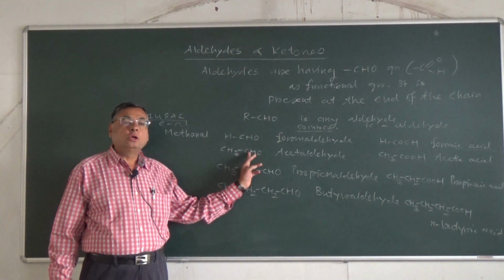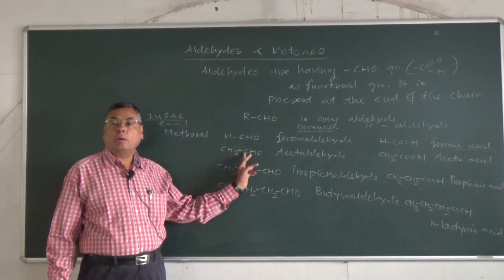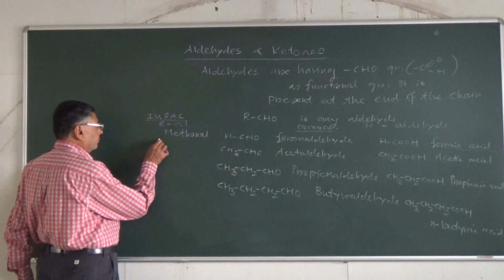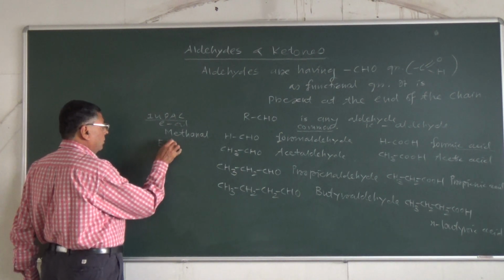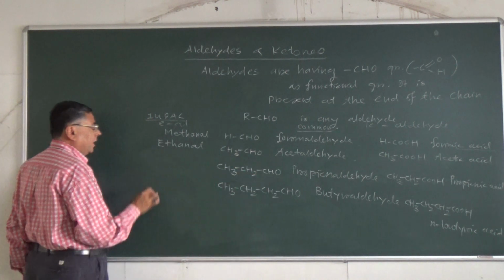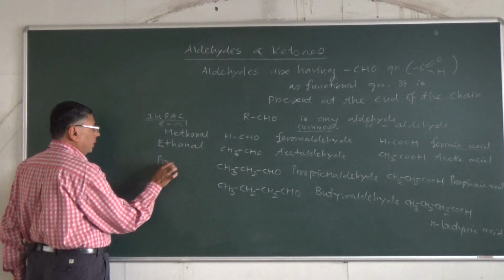How many carbon? 2 carbon. So, it is derived from ethane. Remove E, attach AL, ethanal. From ethane we are getting ethanal. 1, 2, 3 carbon, propane. So, propanal.